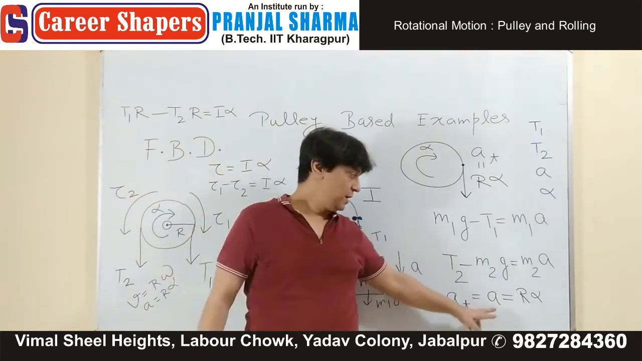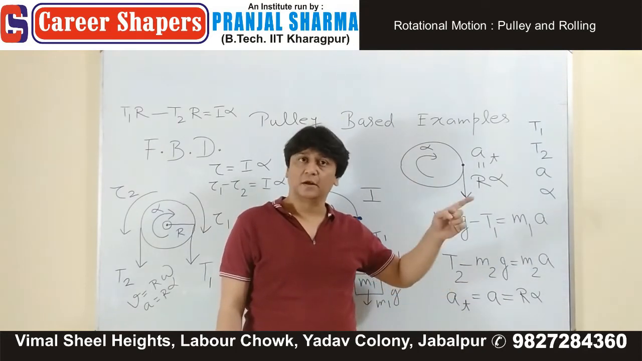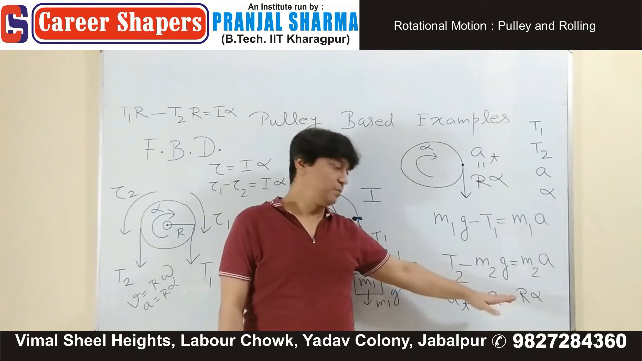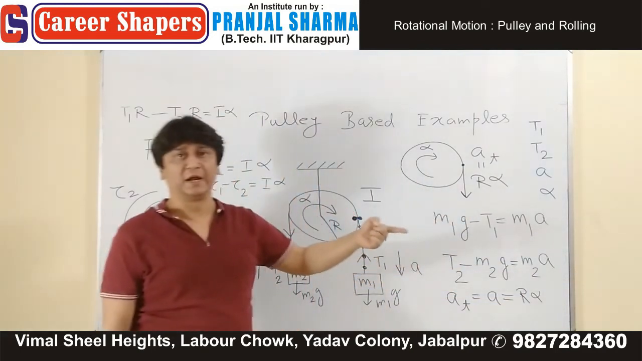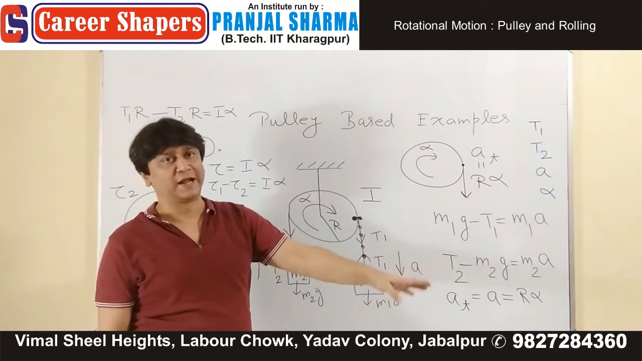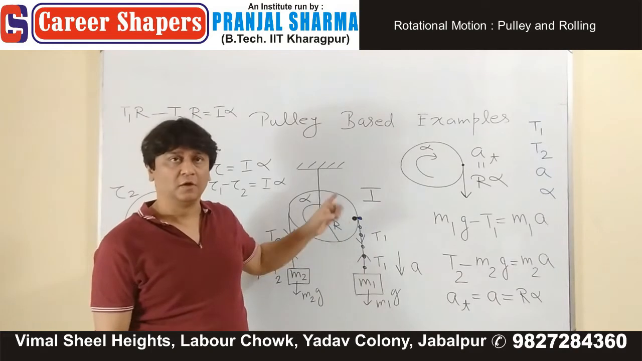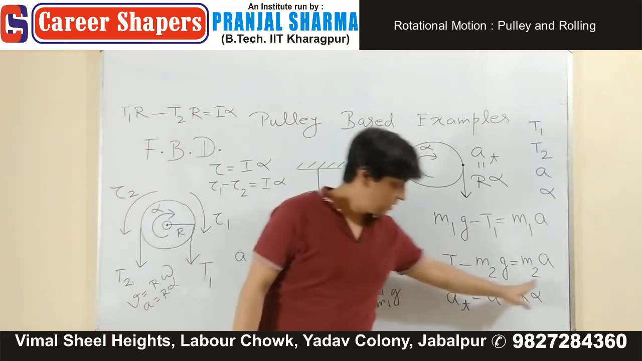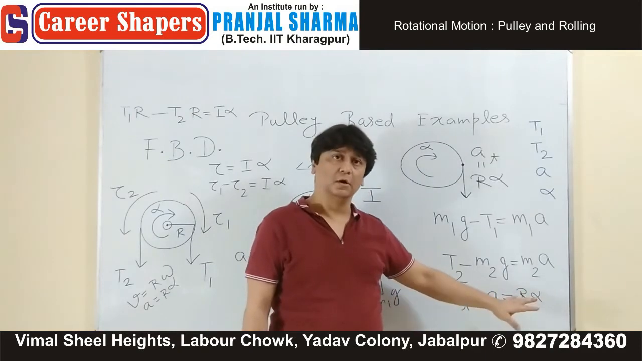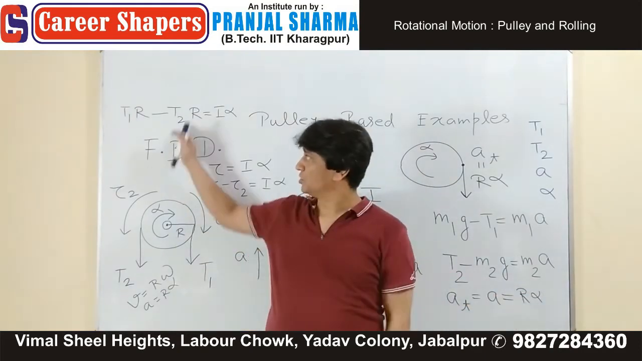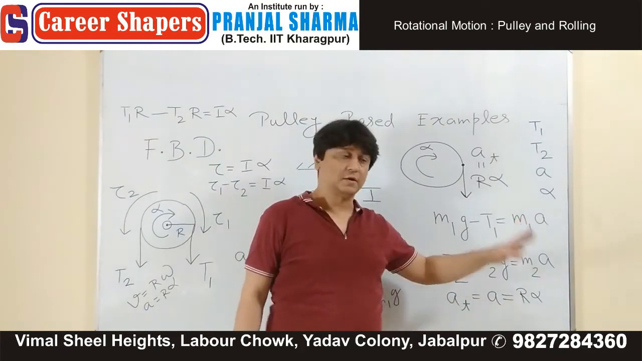This equation is valid only if they say that there is sufficient friction between pulley and rope. When I say sufficient friction, it means no slipping can take place. If the rope slips over the pulley, then this equation is not valid at all. All these equations will be correct, but this one will not be correct.